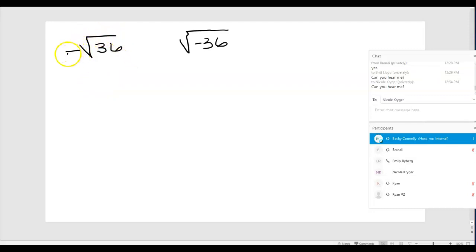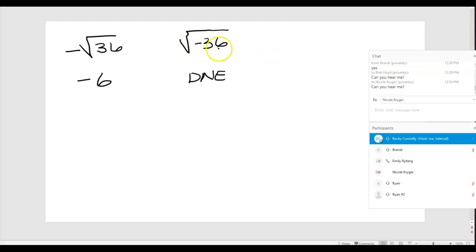So this time, the first one has the negative on the outside of the square root, and the second one has the negative on the inside of the square root. Right, because it doesn't exist, or it's not a real number.